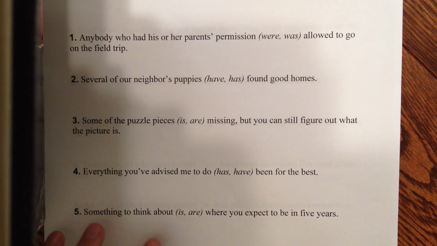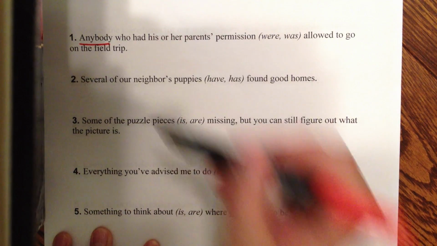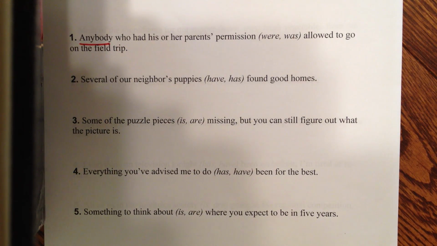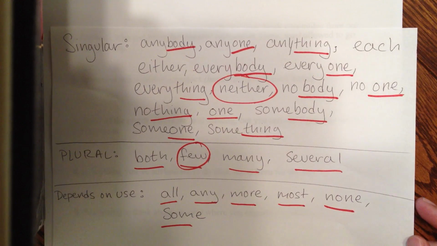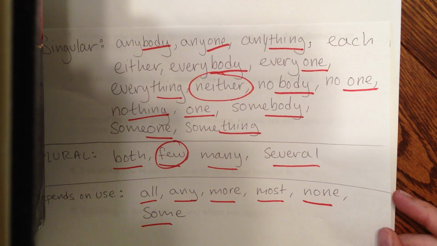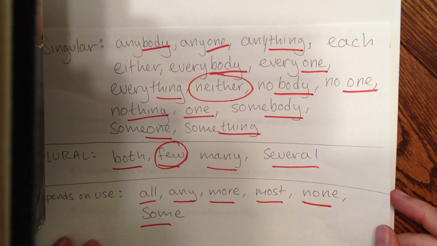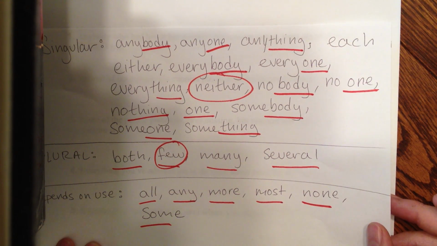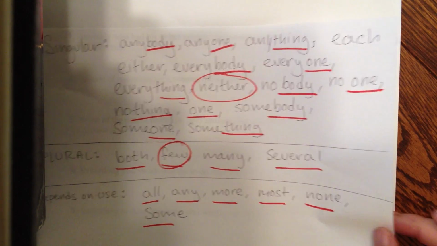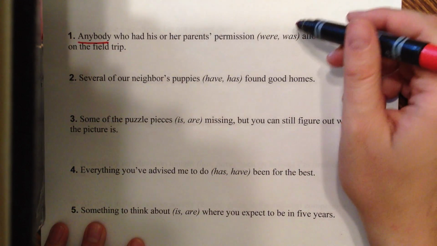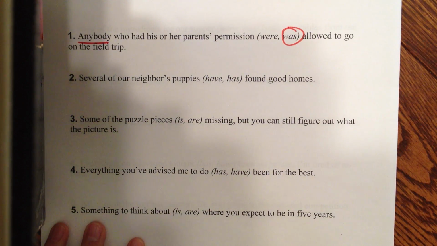So the first one we have is anybody. Anybody is the indefinite pronoun in this example. And if you look, anybody is singular. Any of the pronouns that end with the word body, so it's anybody, everybody, somebody, nobody, all of the body ones are going to be singular. So this means a verb that ends in S. Anybody who had his or her parents' permission was allowed.